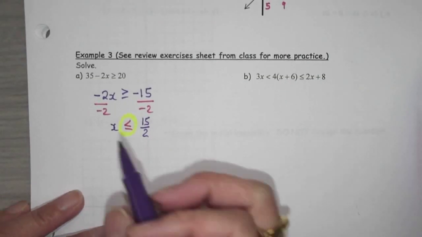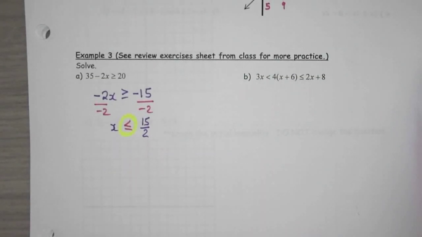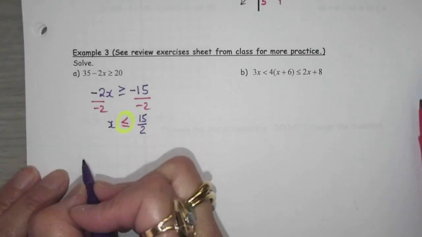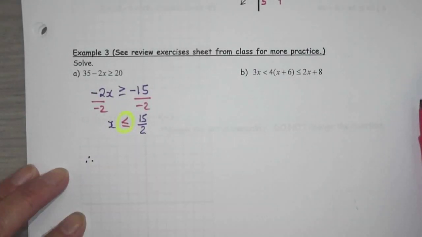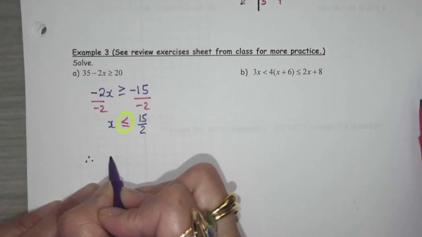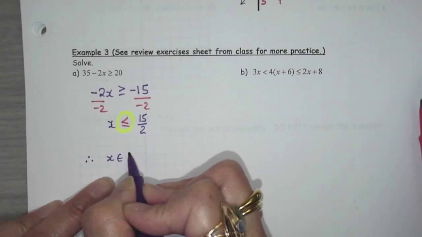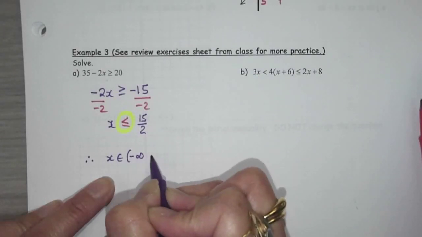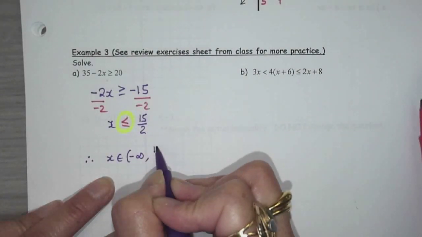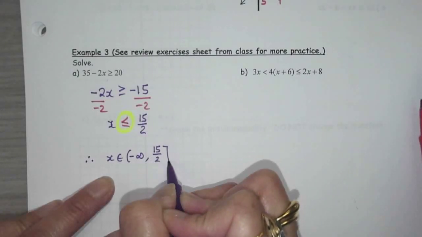Okay? It says solve. If I don't tell you what way to answer, we're going to go therefore. So get used to always doing a therefore, right? That way you'll get in that habit. Then we're going to go x as an element. Now we'll do interval. And it'll be less than or equal, so it'll be negative infinity, and then 15 over 2. And then that would be square.